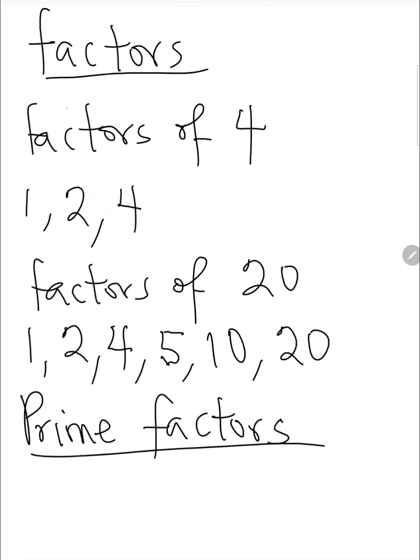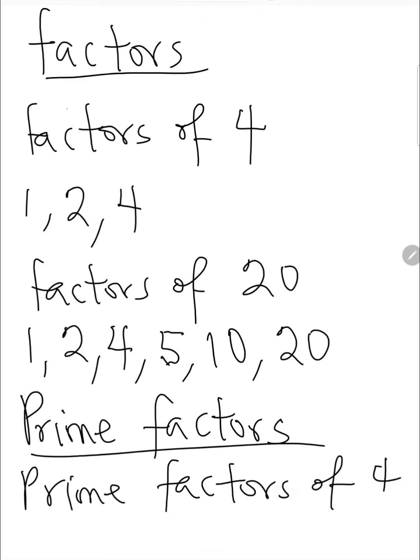So out of the factors of 4, the prime factors of 4 are, so 2 is a prime factor of 4. Let's look at 4. The 4 itself is not a prime number. Why? Because 4 has 3 factors, which are 1, 2, and 4 itself. So the prime factor of 4 is what? Is 2. Do you get it now? So they are the prime factors.